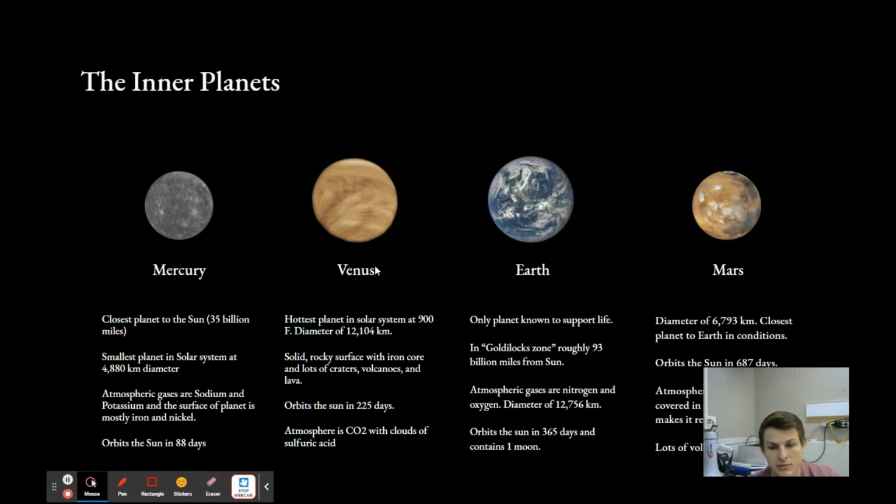The inner planets, these are the planets that are closest to the sun before the asteroid belt that exists between Mars and Jupiter. So we have Mercury, Venus, Earth, and Mars. Mercury is the smallest planet in our solar system. It's closest to the sun, about 35 million miles away from the sun. It's only 4,880 kilometers in diameter, which is only about a third of the Earth's diameter. So you can fit 3 Mercuries inside of the Earth in diameter.